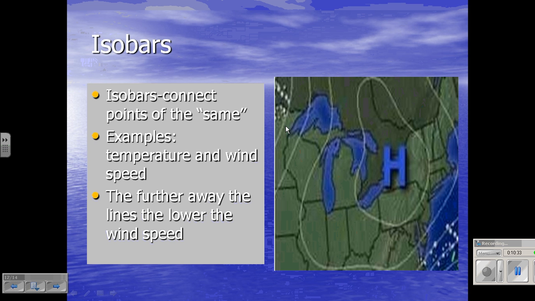We talked a little bit about isobars before. We talked about it being like a topographic map and looking at the wind speed and how close together the isobars are, and that reflects on your wind speed. So the further apart your isobars are, the less the wind speed. The closer they are together, the windier it is going to be.